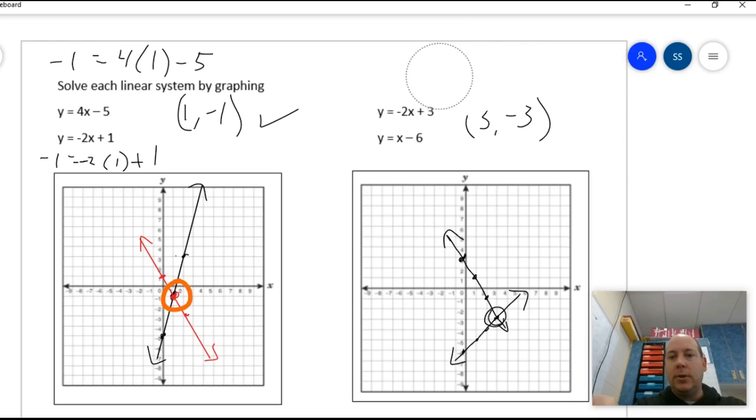Okay, so I know that works. Let's try my second one. I'm pretty confident this is going to work, but let's always verify here. -3 is your y value. X is 3 minus 6. Well, 3 minus 6 is -3. Those two things are equal, so we know that's our solution.